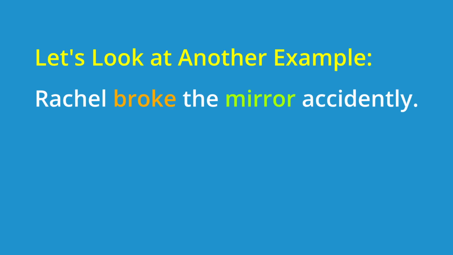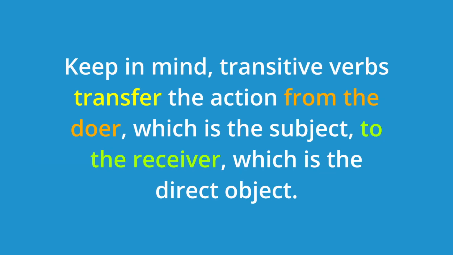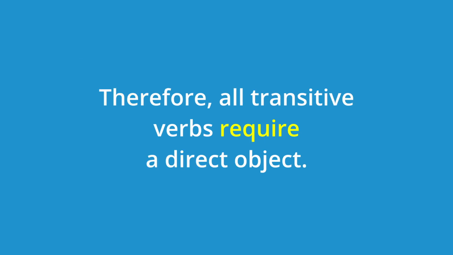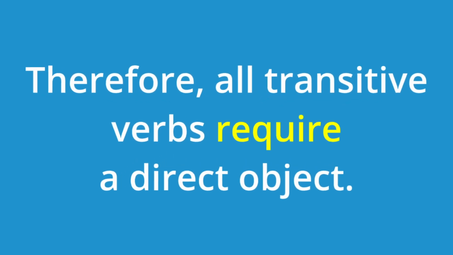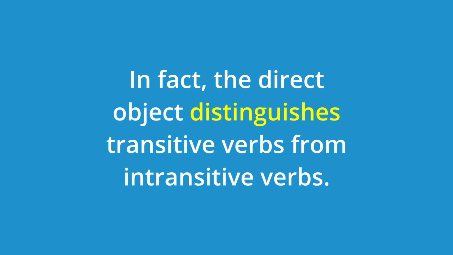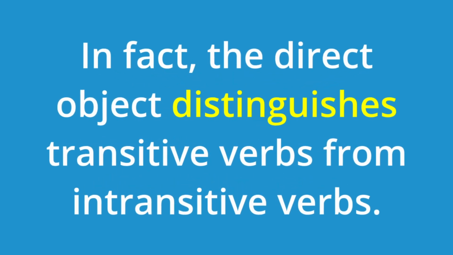Let's look at another example. Rachel broke the mirror accidentally. Notice the mirror received the action of the verb broke, and therefore it is transitive. Keep in mind, transitive verbs transfer the action of the doer, which is the subject, to the receiver, which is the direct object. Therefore, all transitive verbs require a direct object. In fact, the direct object distinguishes transitive verbs from intransitive verbs.